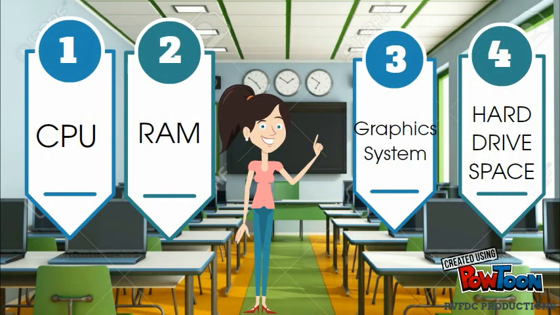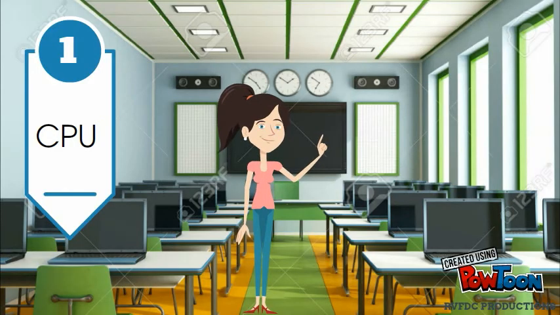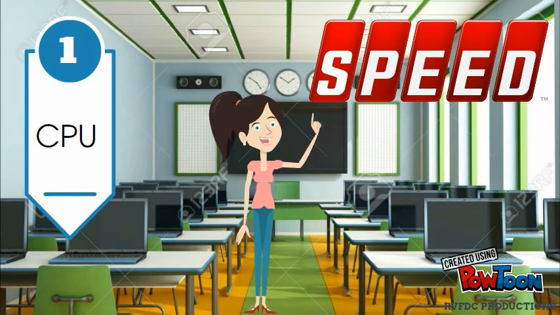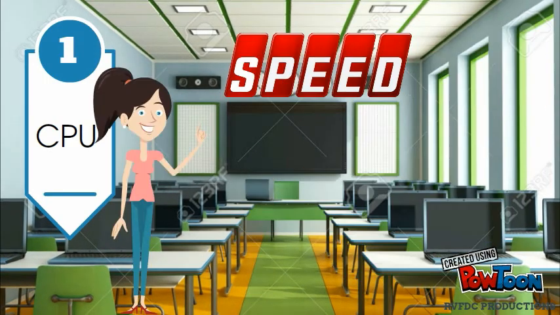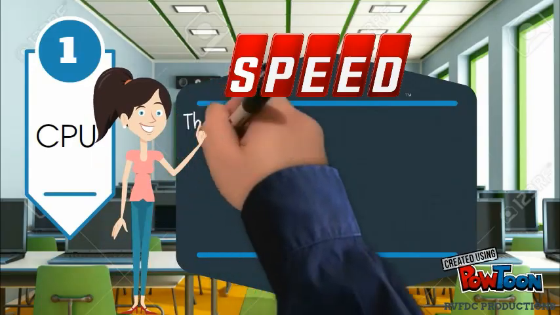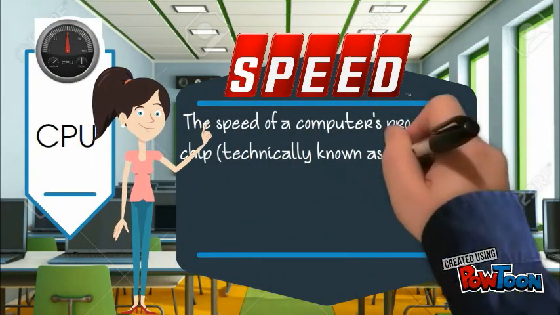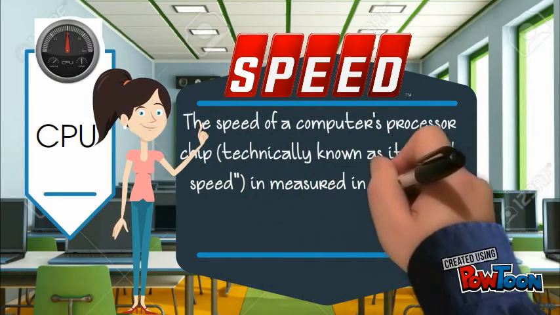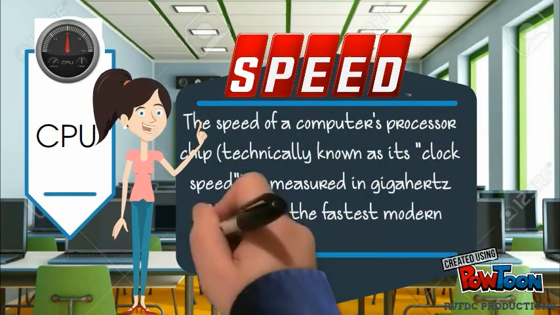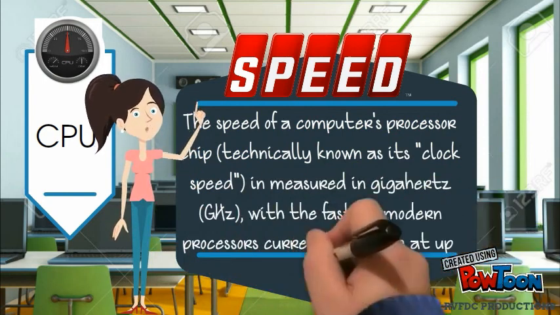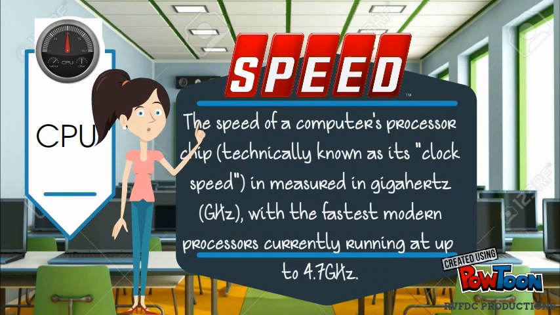Let us go back to the 4 factors that determine the performance of a computer. The central processing unit is the brain of the computer. When buying a computer, you have to consider the processor speed and architecture. The speed of a computer's processor chip is technically known as its clock speed. It is measured in gigahertz, with the fastest modern processors currently running at up to 4.7 gigahertz.